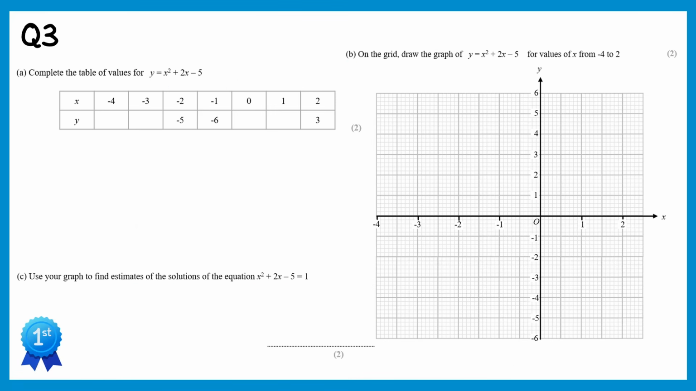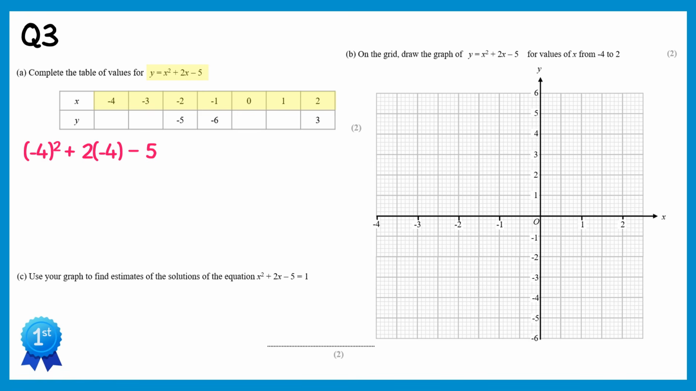For the first part of this question, we need to take all of these x values here and substitute them into this formula here to get some y values. You need to be particularly careful with the negative numbers and make sure you put them in brackets. So let's start with x equals negative 4. So we're just going to copy out x squared plus 2x minus 5, but replace the x's with negative 4. Remembering that bracket. So instead of x squared, it's negative 4 squared. Then it's plus 2x, so it's plus 2 lots of negative 4, and then take away 5.